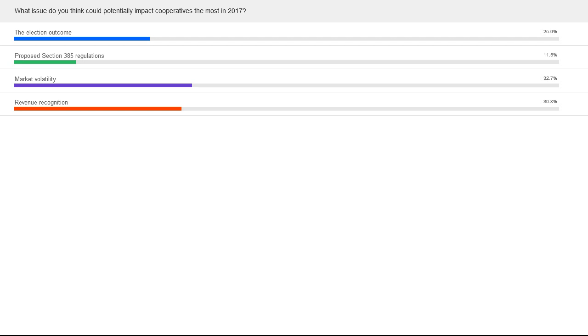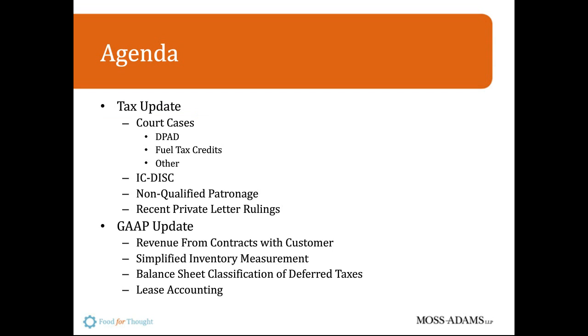So for today's agenda, I'll be taking the first half of this session, talking about the tax updates. We'll go through some court cases, briefly about the IC-DISC, non-qualified patronage, and then some private letter rulings that were issued over the course of the last year. Following that, Kadeep will give us an update on some changes to GAAP accounting, revenues from contracts, simplified inventory balance sheet, and the lease accounting, which is finally coming to fruition after a number of years of talking about it.